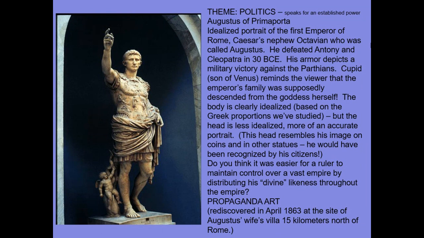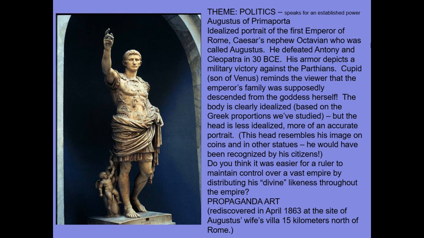This is an image of the Emperor Octavian. He, in fact, changes his name to Augustus. He becomes the first true emperor after Caesar is assassinated. His nephew rises in power. He eventually defeats Antony and Cleopatra and absorbs Egypt into the Roman Empire and initiates the era known as the Pax Romana, or the era of the Augustan peace, a period of stability under his reign.